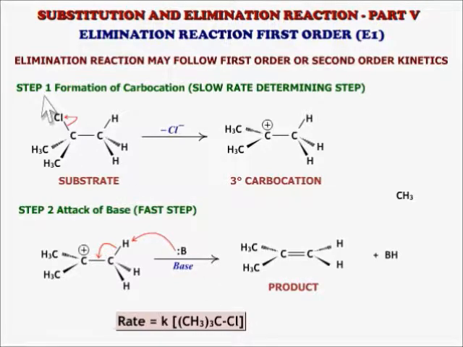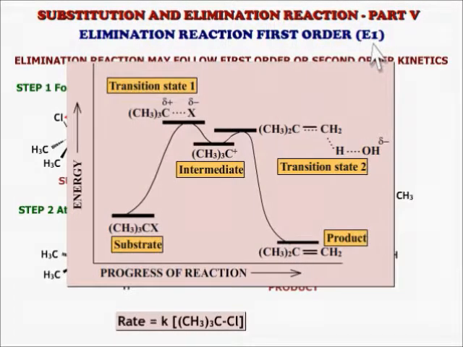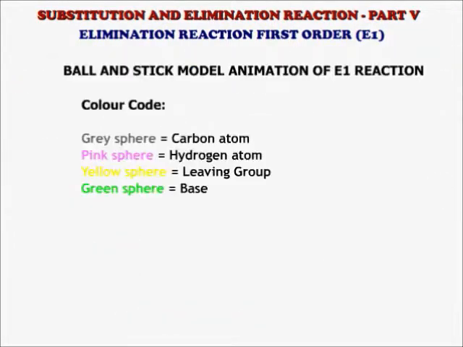The first step is formation of carbocation, which is slow and rate determining. The second step is attack of base, which is fast. This is called E1 reaction, and the energy profile of E1 reaction is like this. Tertiary alpha carbon, or simply tertiary alkyl halides, favor E1 reaction because, as we all know, the tertiary carbocation formed in the first step is most stable. The animation may be shown like this also.